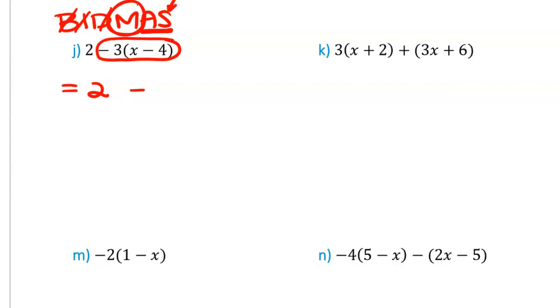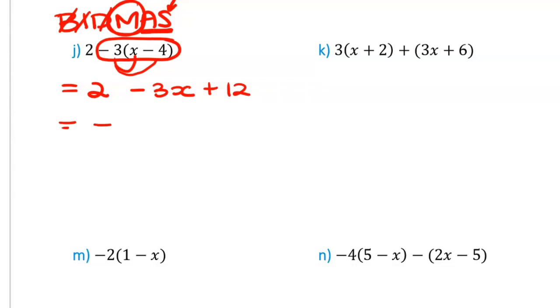So write the 2 down, and then treat -3 bracket x minus 4 bracket as a separate problem. -3 times x will be -3x. And then -3 times -4, negative times a negative is a positive, 3 times 4 is 12. Now we can do our addition and subtraction.